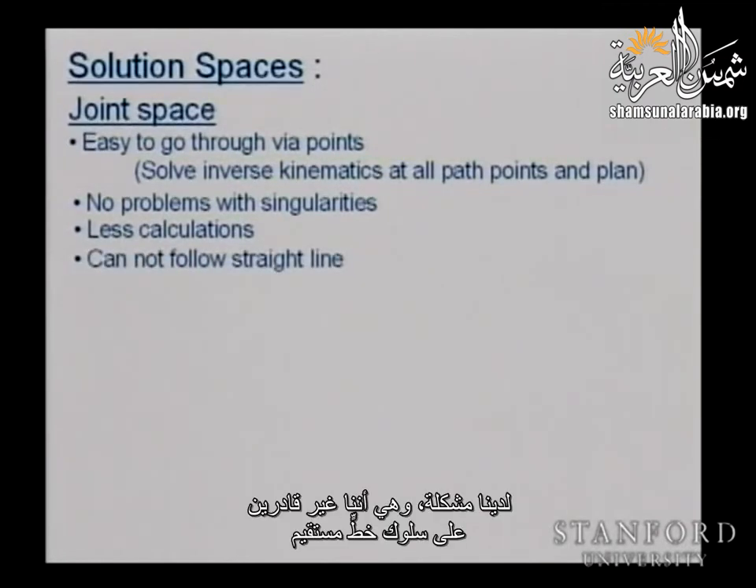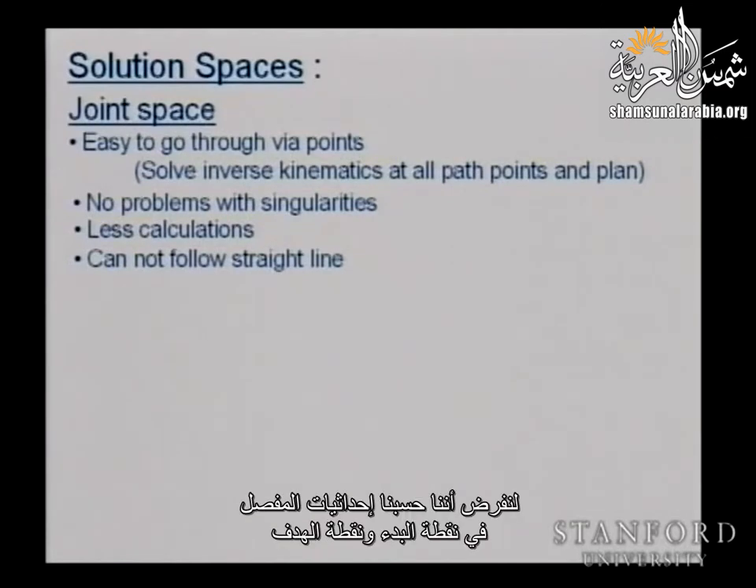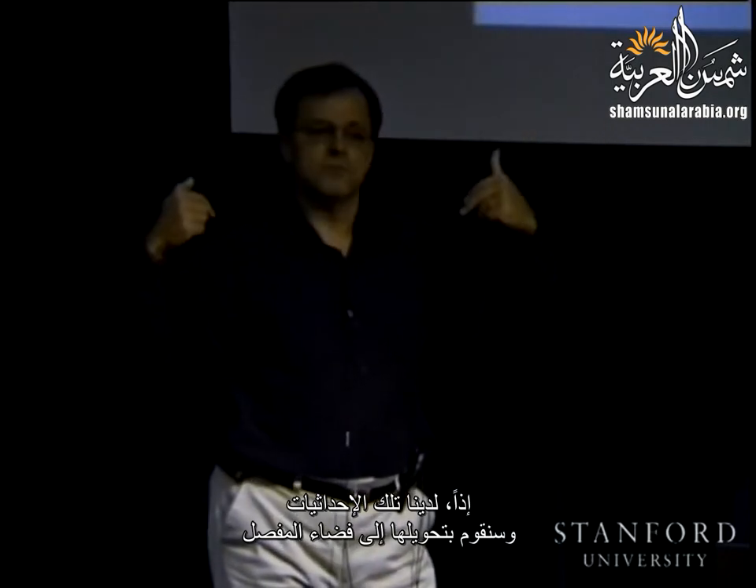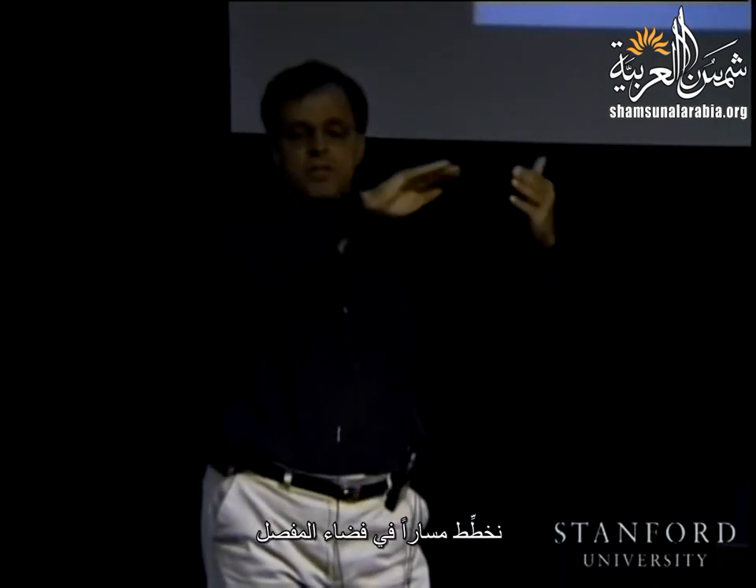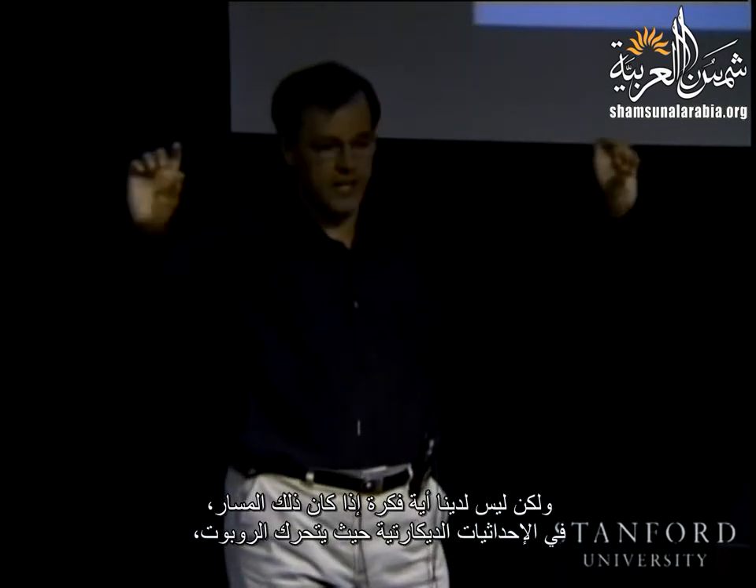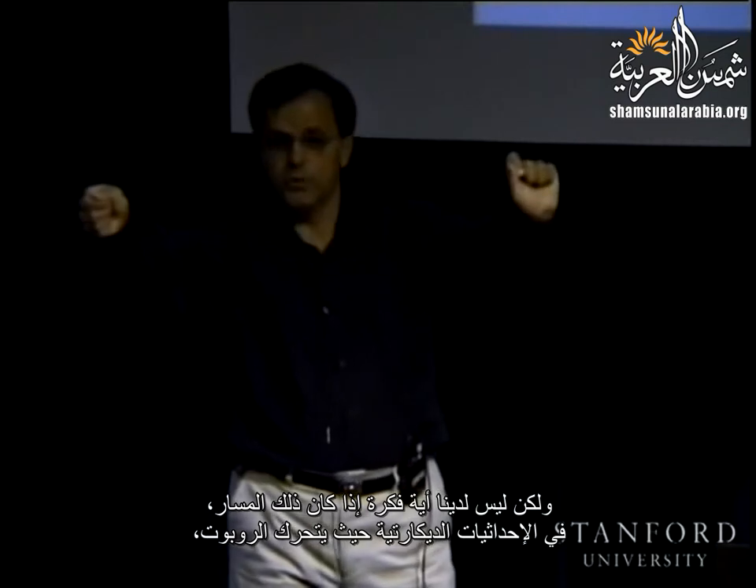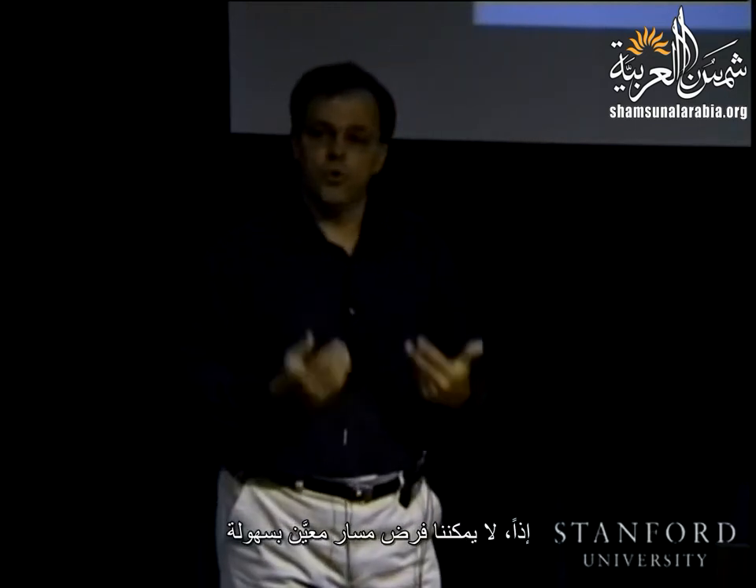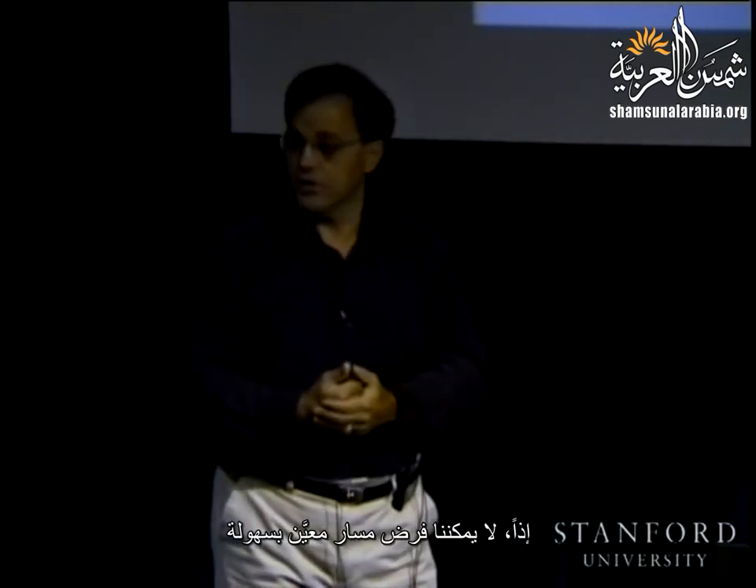A problem: we cannot follow a straight line, right? That's the simplest problem. Let's say we calculate the joint coordinates for the initial point and the target point. Forget about intermediate. We convert it into joint space and plan a path in joint space, but we have no idea whether that path in actual Cartesian space, where the robot is moving, is a straight line or what it is. It is what it is. So we cannot force a particular trajectory very easily.